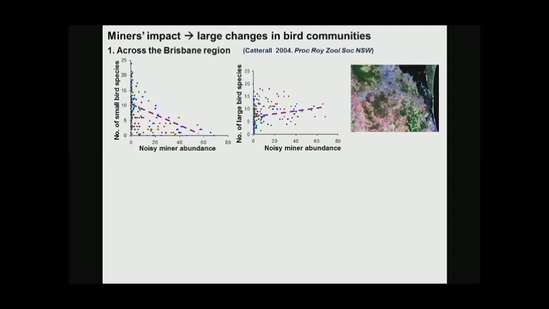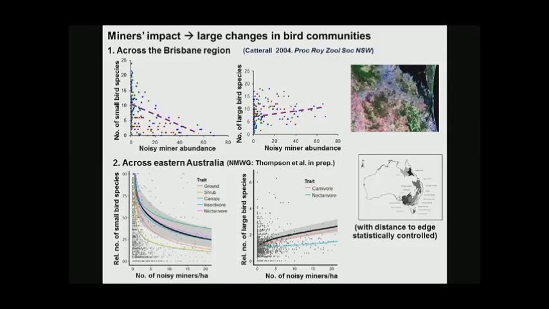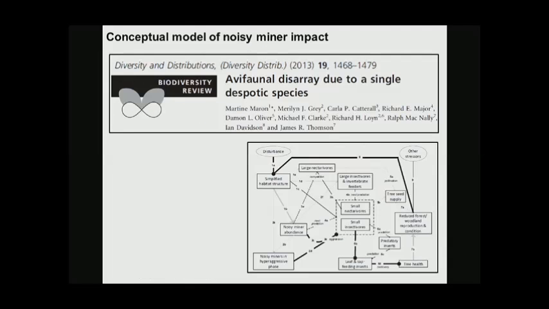If we put the whole data together across eastern Australia, which is where noisy miners occur, they don't occur in the west, we get again almost identical graphs. So these are very strong general phenomena. And these small birds, which are excluded by the noisy miners, are the birds that eat insects and nectar. That could have flow-on ecological impacts, and the flow-on ecological impacts are described in this paper here. Here's a simplified version of that.